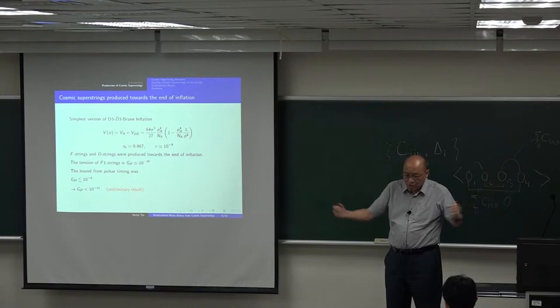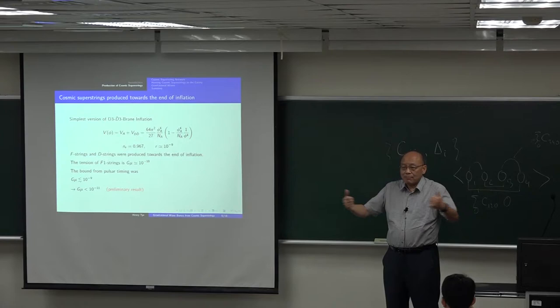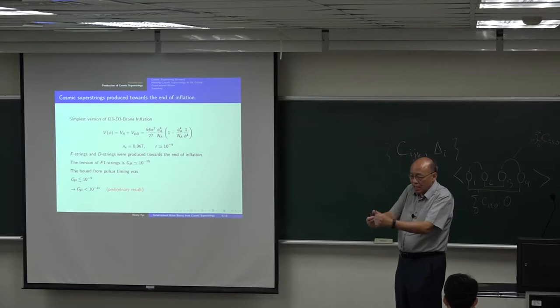So if you have two branes, they have attractive gravitational force but repulsive brane charge, and they cancel each other, and that's why branes can live with each other. But brane and anti-brane always approach each other, collide and die.